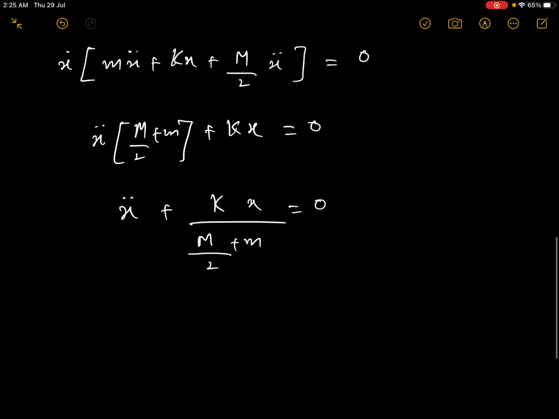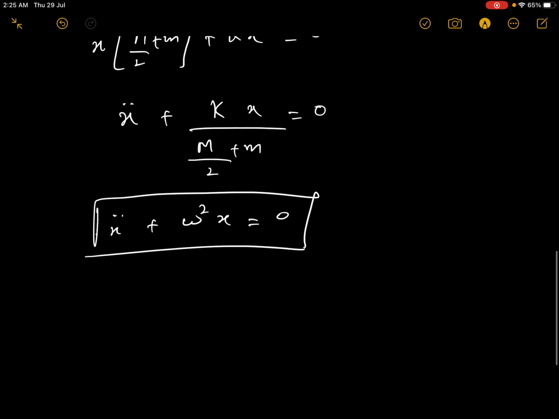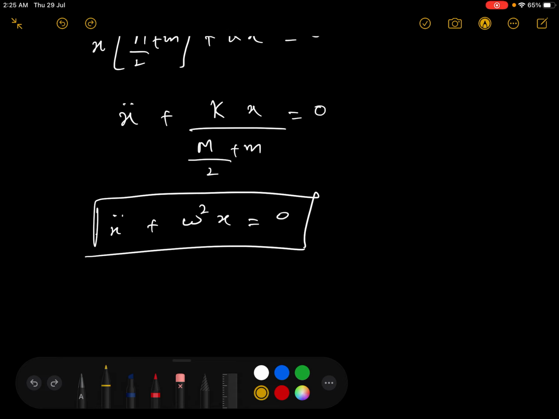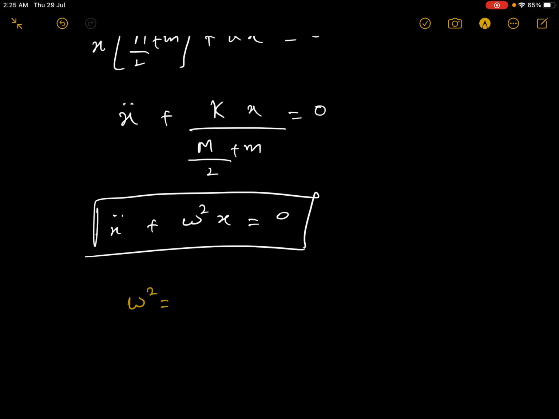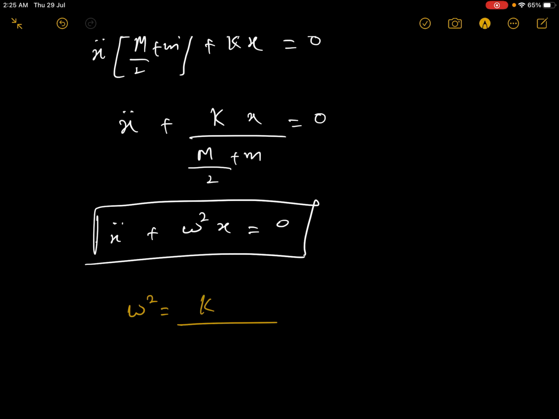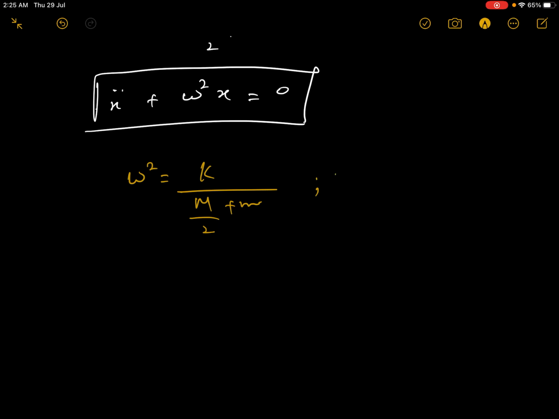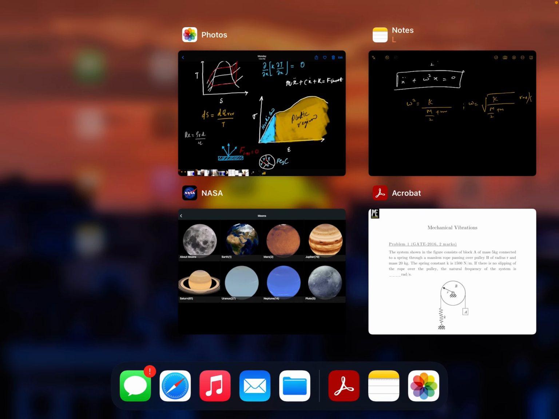Here, if we compare this equation with the standard equation of the spring mass system, we can directly write omega square equal to k upon m by 2 plus m, or I can write omega equals square root of k upon m by 2 plus m radians per second. So let's go back to the problem again.